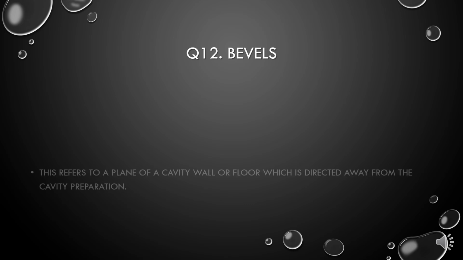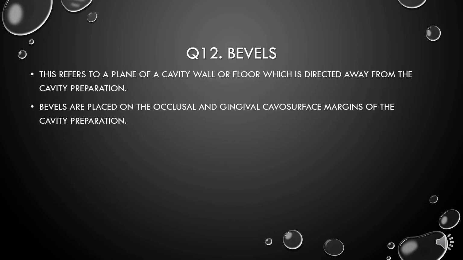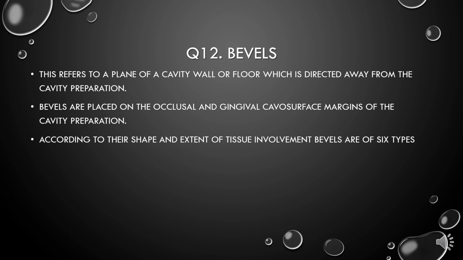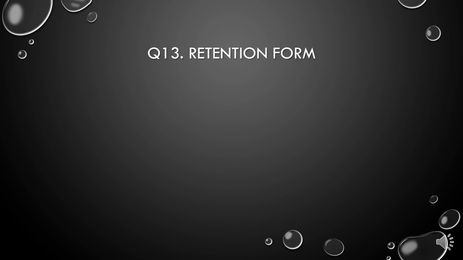Question number 12 is bevels. This refers to a plane of a cavity wall or floor which is directed away from the cavity preparation. Bevels are placed on the occlusal and gingival cavo-surface margins of the cavity preparation. According to their shape and extent of tissue involvement, bevels are of 6 types, that is partial, short, long, full, counter, and hollow ground.